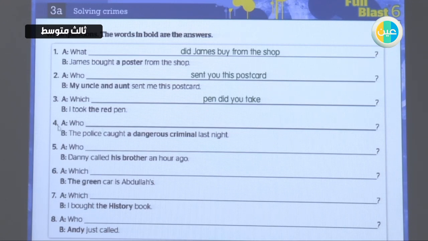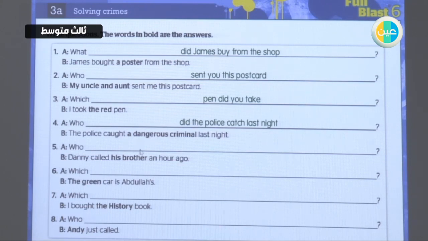Now let's move to 4. Who? The police caught a dangerous criminal last night. So the word in bold, dangerous criminal, is it subject or object? Okay, let's see. Who did the police catch last night? We use WH word plus auxiliary plus the verb. Why? Because we're asking about the object.